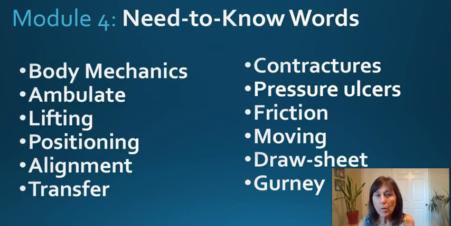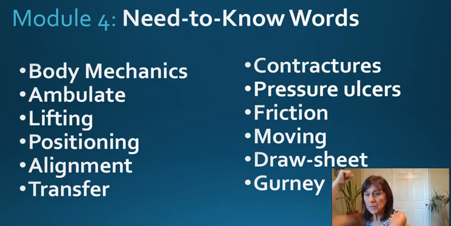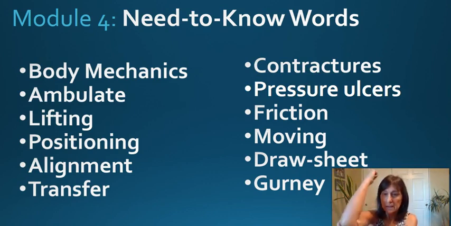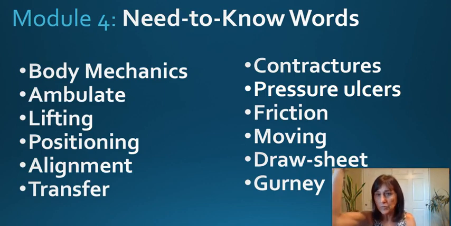Okay, need to know words. We're going to go through these as we go through the PowerPoint. However, some ones that I want to emphasize so you're highlighted to that is the word contracture, and that's when the arm or leg, the ligaments pull up and they bend the person's joint and they can't straighten it again.